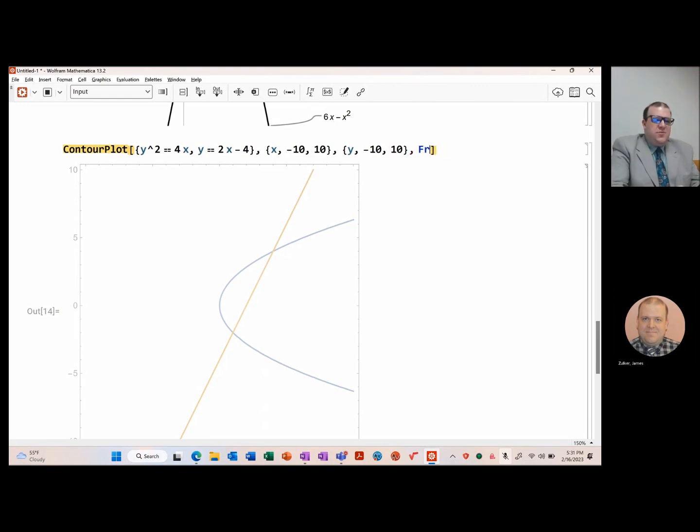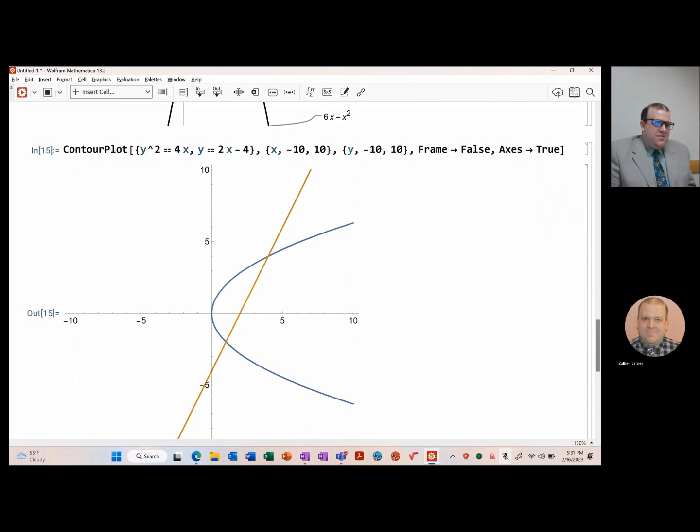Oh, that's right. No, it's not box. It's frame. So I'm going to turn the frame off. I'm going to set the axes on. Ah, that's better. I like that. Now I don't have to think.